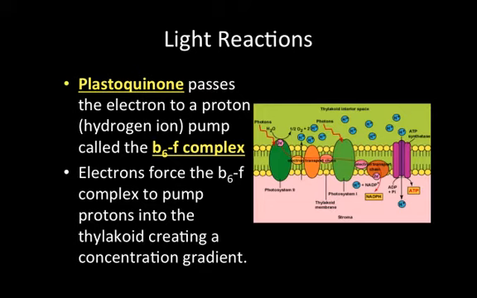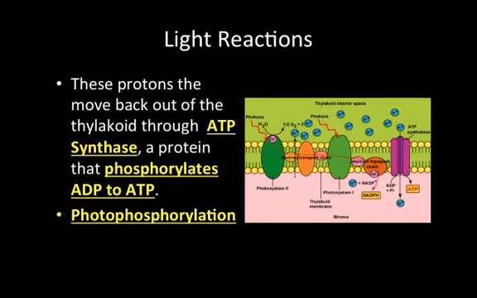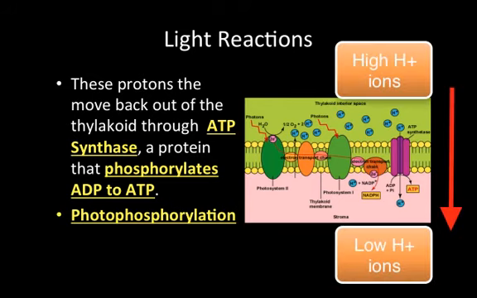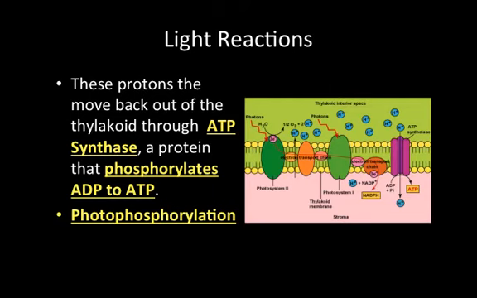And as you know, anytime you have something like passive transport, the hydrogen ions are going to want to go from high to low. And that's the purpose of the B6F complex. It uses those electrons to pump the hydrogen ions across the membrane into the thylakoid space. And then those protons are going to move back out of the thylakoid through a protein channel known as ATP synthase. And that's a protein that phosphorylates ADP to ATP. Essentially, it takes ADP and creates that chemical bond that makes ATP out of it.